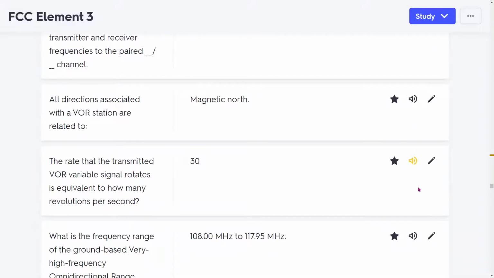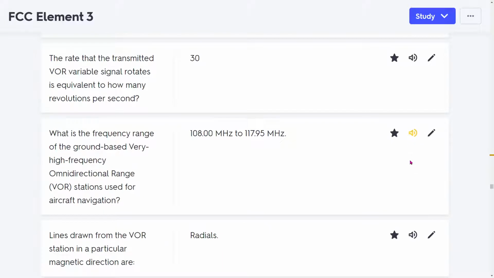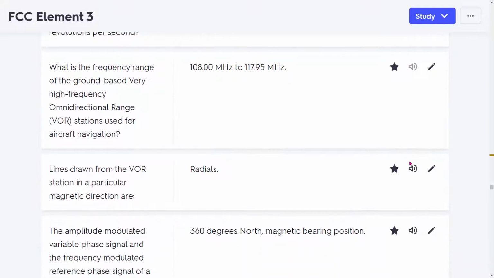The rate that the transmitted VOR variable signal rotates is equivalent to how many revolutions per second? 30. What is the frequency range of the ground-based very high-frequency omnidirectional range stations used for aircraft navigation? 108.00 MHz to 117.95 MHz.